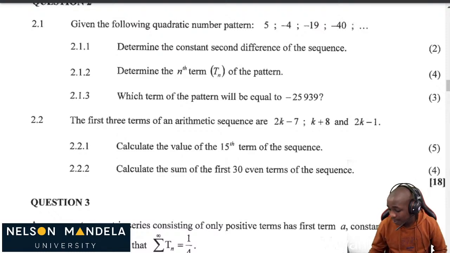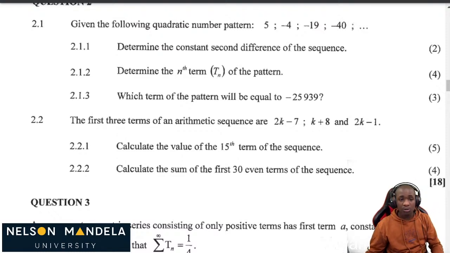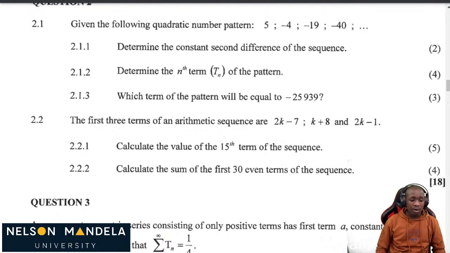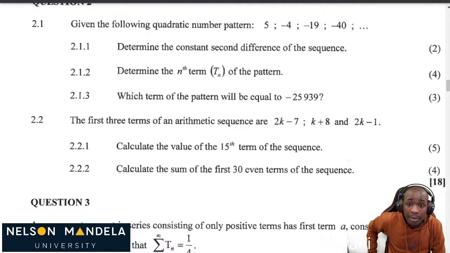Welcome back, welcome back. We're going to do our last question right now, which we have adapted from grade 12 number patterns, 2017. Welcome to our last final lap.